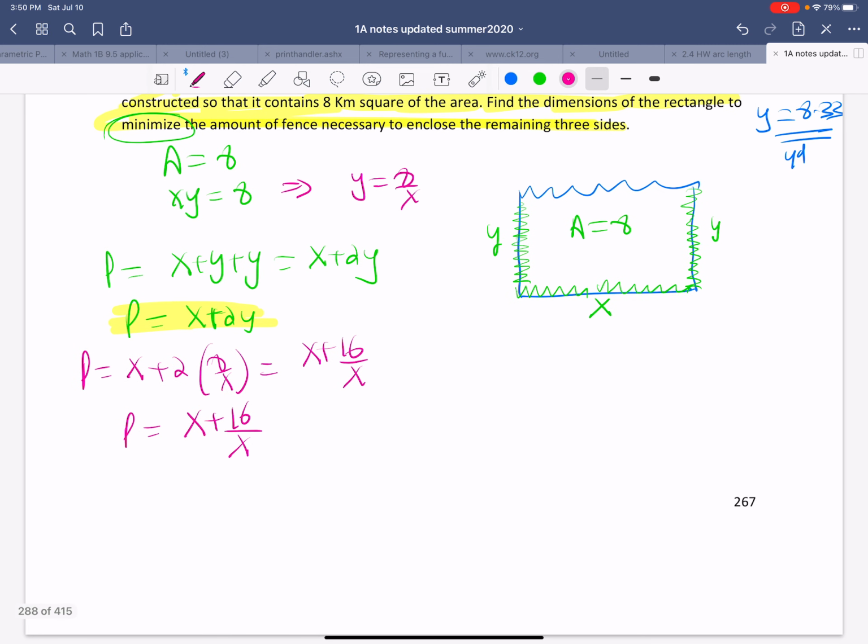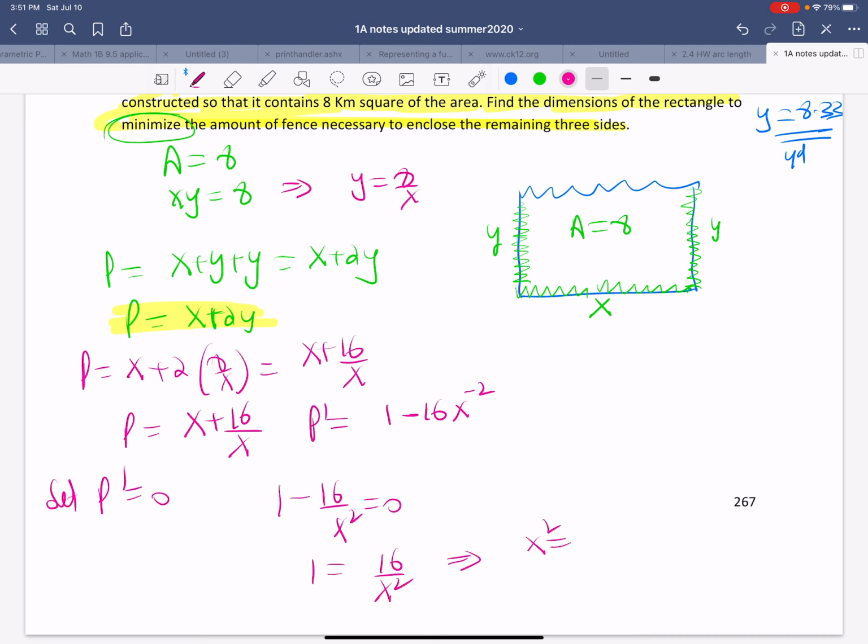Okay, so now we're going to find the derivative and put it equal to 0 because we want to minimize this function. So set p prime equal to 0. P prime is going to be 1 minus 16x to the power negative 2, which I can write as 1 minus 16 over x squared. 1 minus 16 over x squared is 0. 1 is equal to 16 over x squared. From here, x squared equals 16. x turns out to be 4. I'm not considering negative 4 because it's a length and the length is never negative.